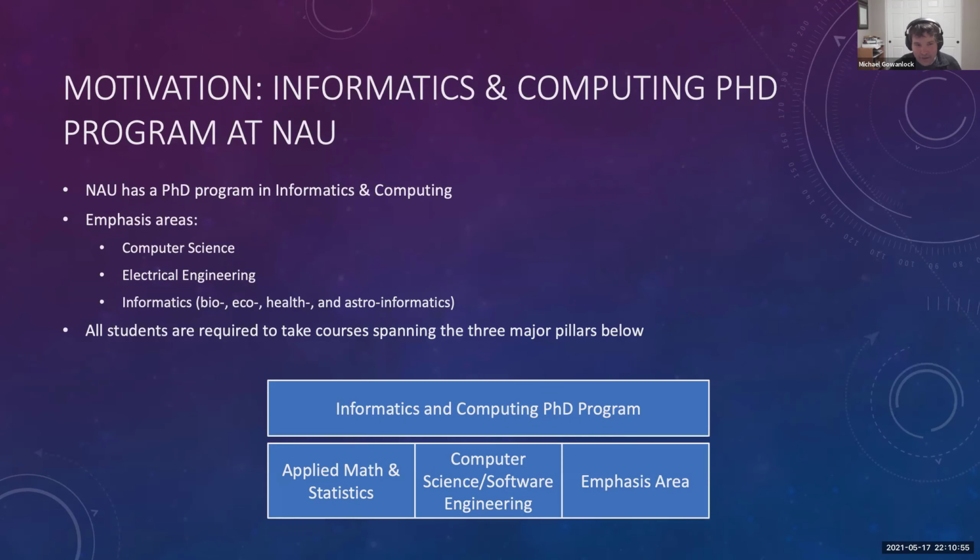Okay, and then the other motivation for this is that at NAU, where I work, we have an informatics and computing PhD program, and so it has emphasis areas in computer science, electrical engineering, and then informatics. And our informatics students have backgrounds typically in bioinformatics, ecoinformatics, health informatics, and astroinformatics. And so all students in this PhD program, it's a multidisciplinary PhD program, are required to take applied math and statistics, computer science and software engineering, and then courses out of their emphasis area that are specific to their goals in the program.